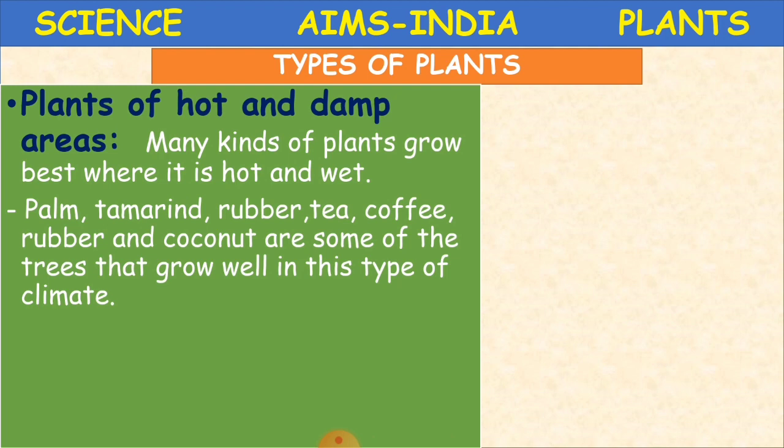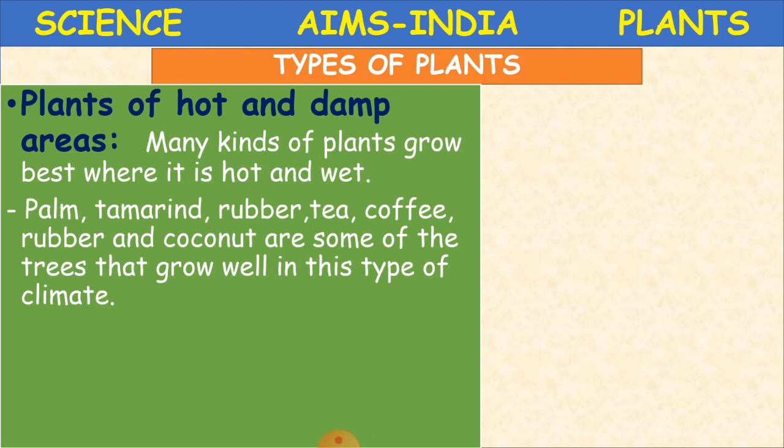What is a damp area? A damp area is one which has a little moisture in the air. For example, the seashore. If you go near water bodies like the sea, you have so much water there, but still you feel a little humidity. Humidity means even the air has a little moisture. Such areas are called damp areas, where the climate is hot and the air also carries a little wetness.